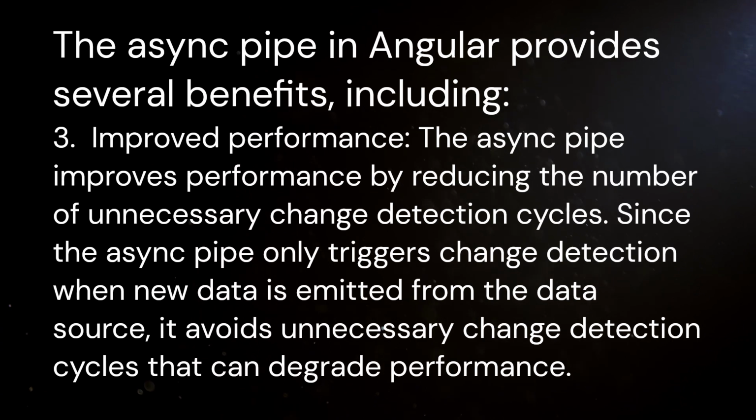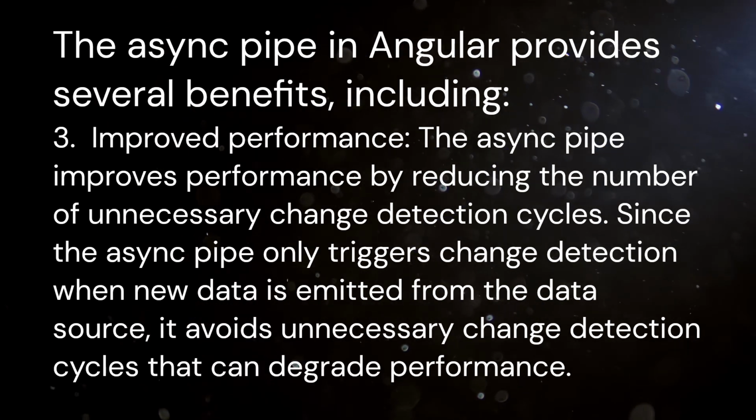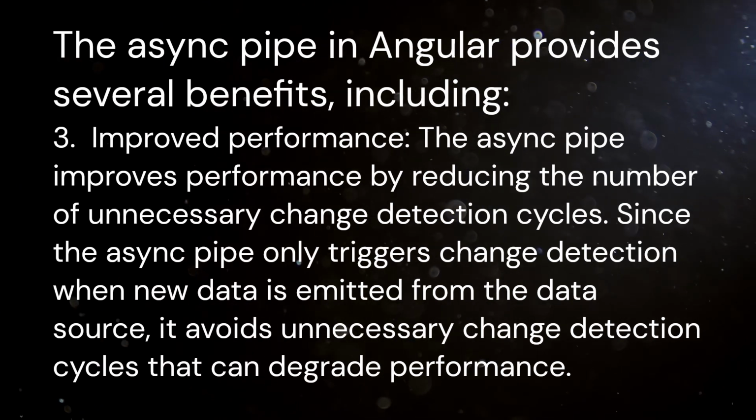The third benefit is improved performance. The async pipe improves performance by reducing the number of unnecessary change detection cycles. Since the async pipe only triggers change detection when new data is emitted from the data source, it avoids unnecessary change detection cycles that can degrade performance.